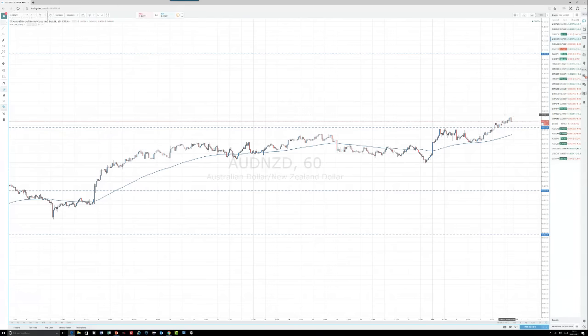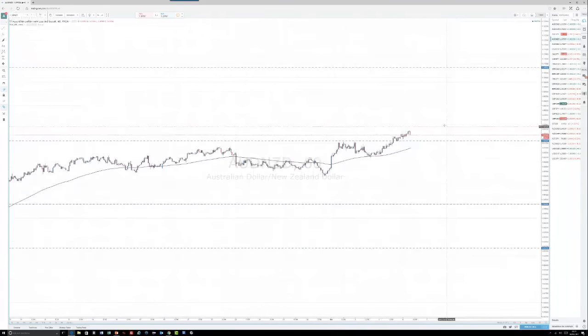So above this level over here, at the moment, from a price action perspective, there is no real setup. So what we'll be waiting for is some sort of a consolidation above this level here.